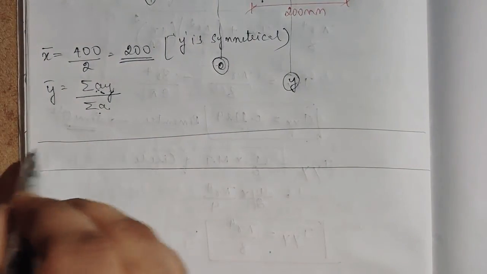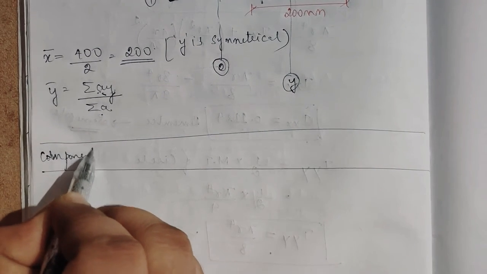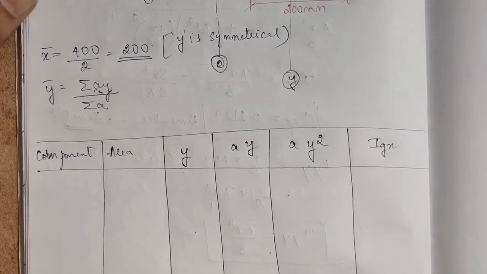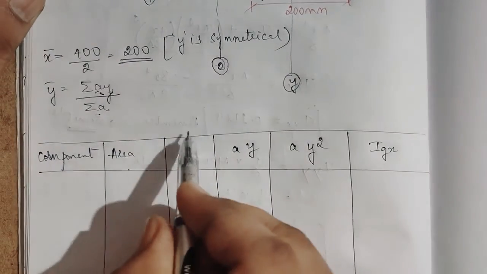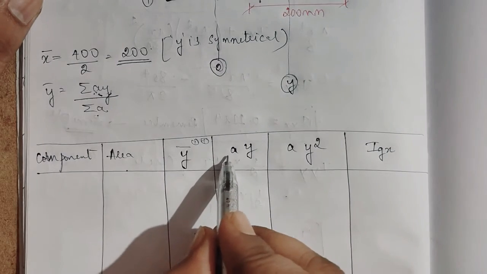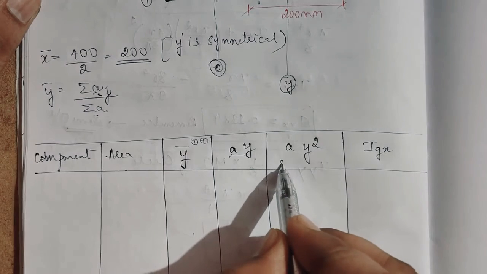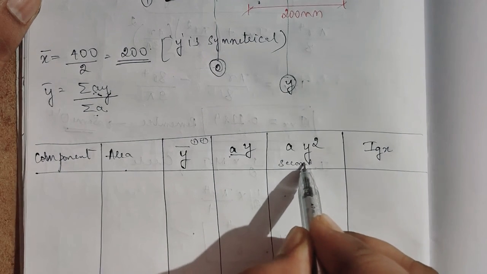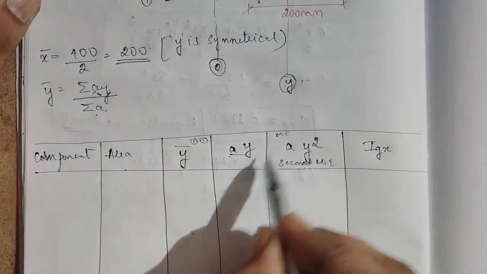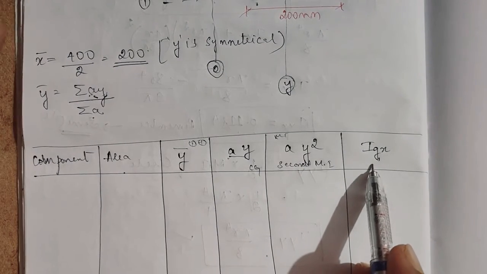So I'll tabulate the columns. The first one is the component. So let me write. I noted down the tabular column: component, area, distance of y from the reference axis 1-1. This is the first moment of area, that is area into perpendicular distance. This is the second moment of area, or we can say moment of inertia, and this is the centroid CG, the moment of inertia about the centroidal axis.